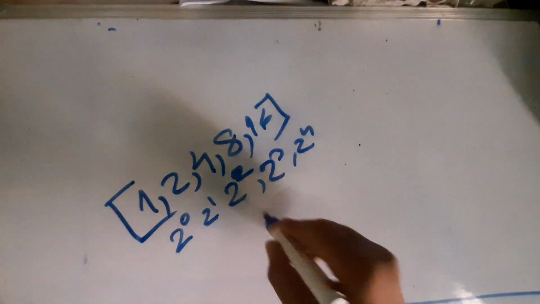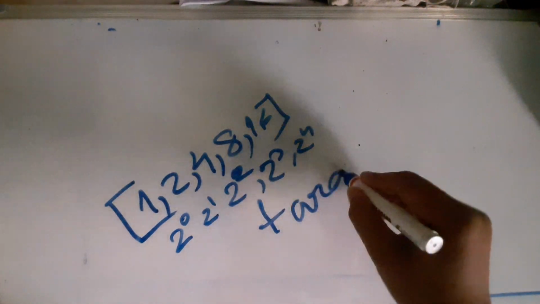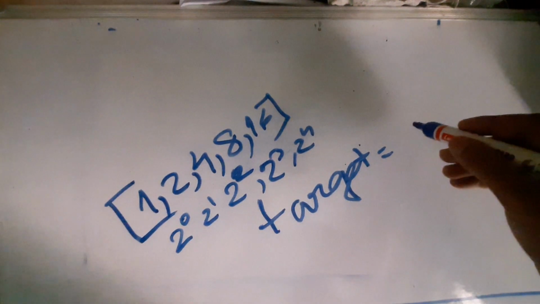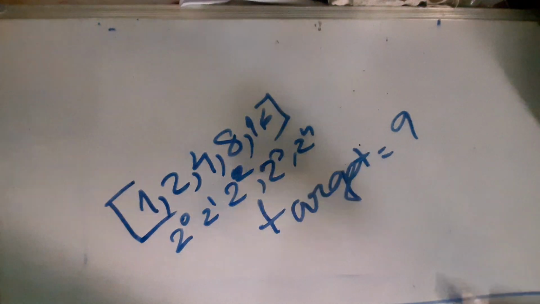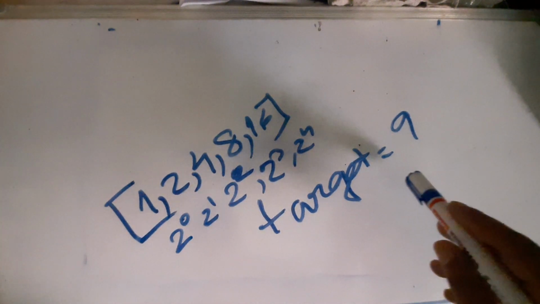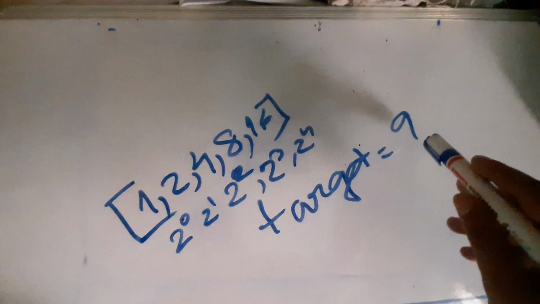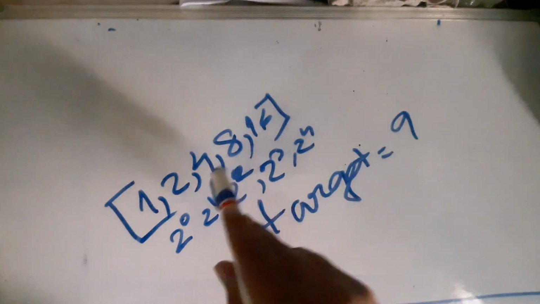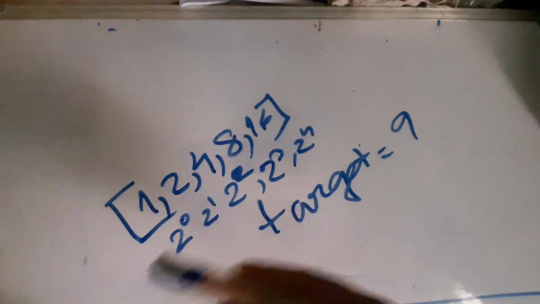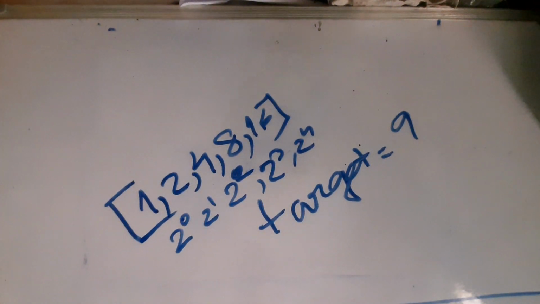And what will you be given? You will be given a target. The target can be anything. Suppose the target is, let's say, 9. What do we need to find? We need to find if we can make the target by adding up elements from this array as a subsequence.